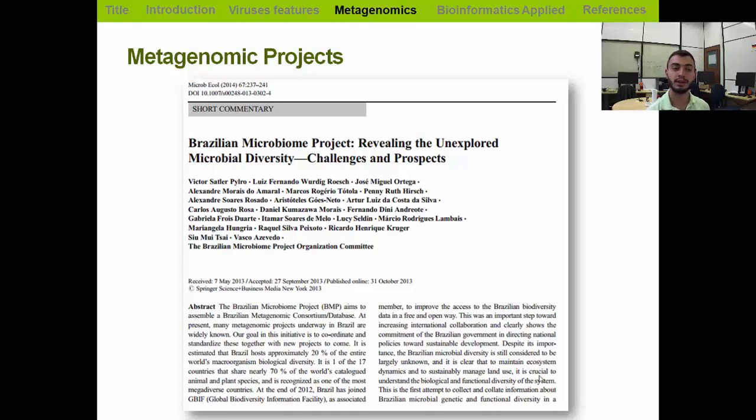And this is a Brazilian microbiome project, where they are trying to coordinate an effort to coordinate the environmental samples and the metagenomic samples that we are having in Brazil. They said here in this article that Brazil hosts approximately 20% of the entire world's microorganism biological diversity, so that is a lot. They are trying to assess this genetic diversity through this project.